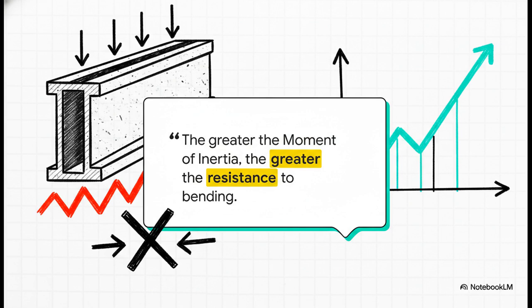So if you remember only one single thing from our entire session today, let it be this. The greater the moment of inertia, the greater the resistance to bending. That is the fundamental concept. It is the most important property of the shape that tells us how stiff a beam will be. If you can truly master this concept, you are well on your way to mastering beam design.